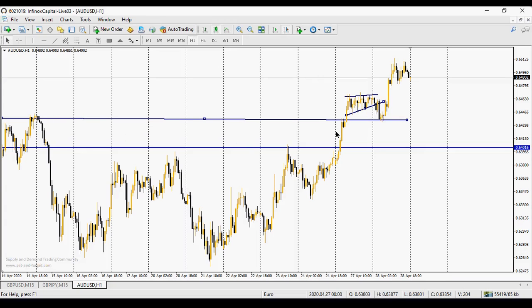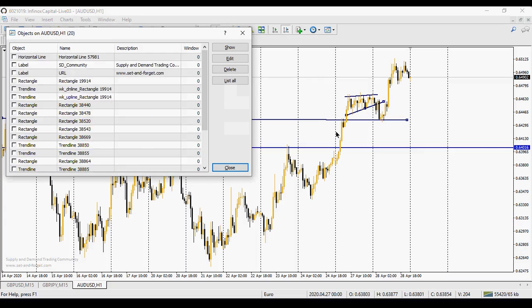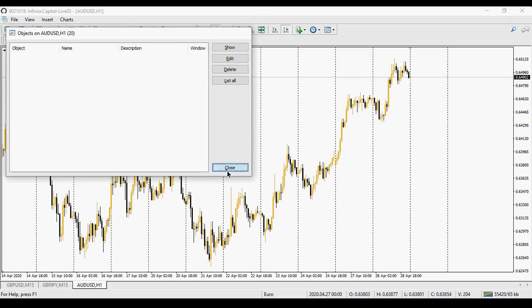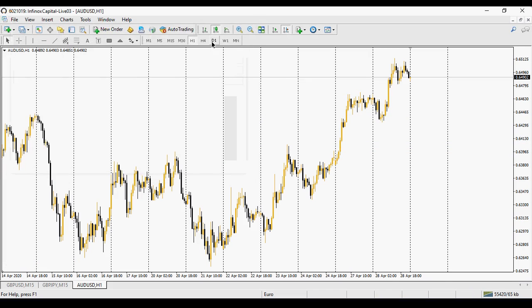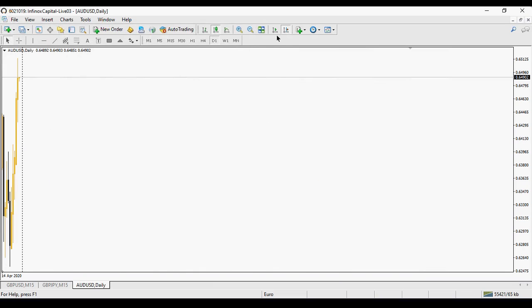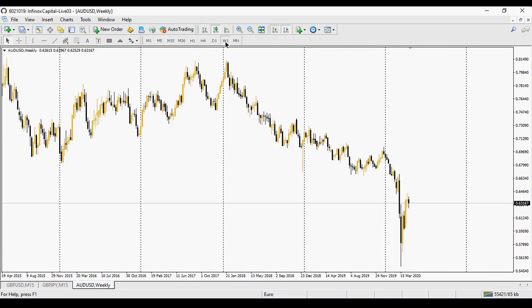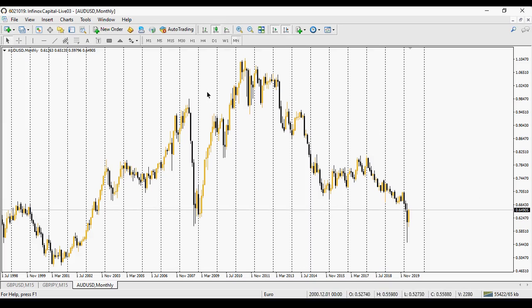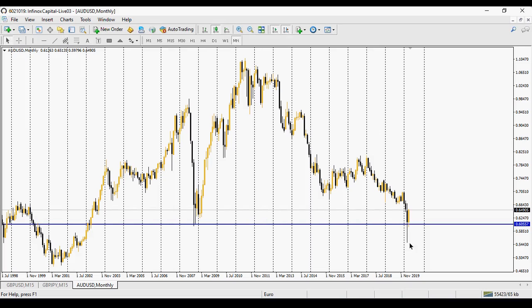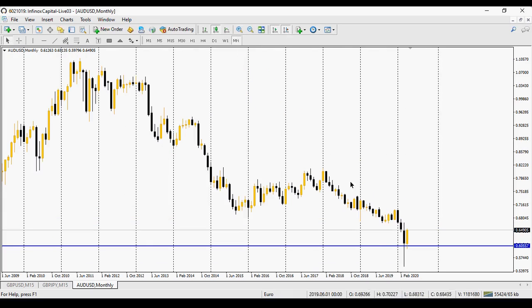But let's look at what the market is doing currently. Let me remove all this. Just looking at the monthly time frame, I want to see areas of confluence. Of course, we have support here. Price is going up from the monthly time frame. So we can see generally that AUD this month has been bullish, in a bullish trend.